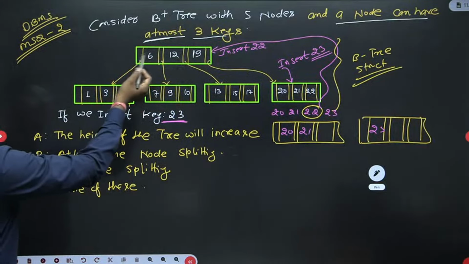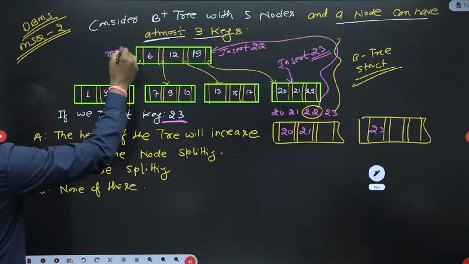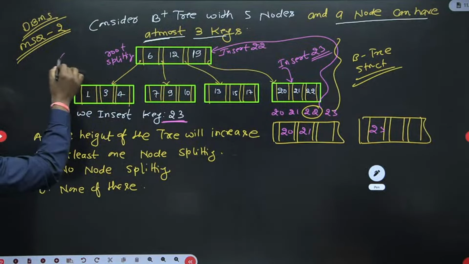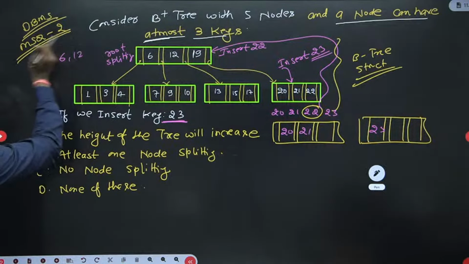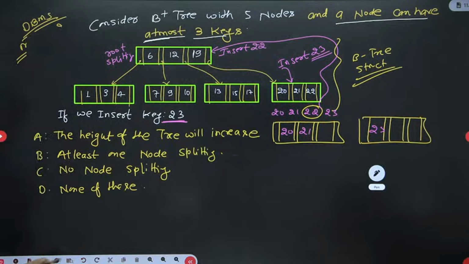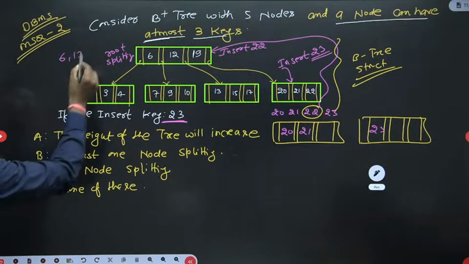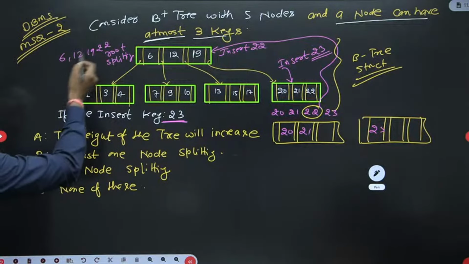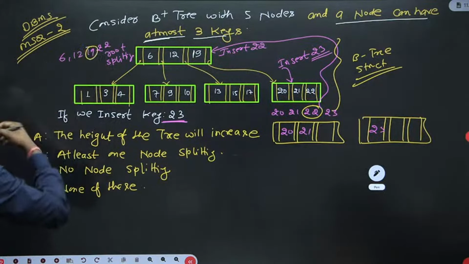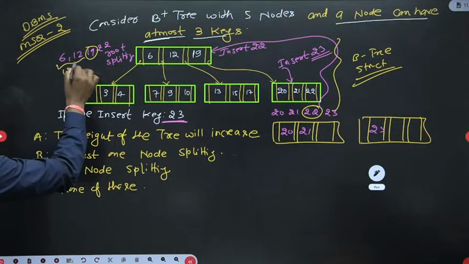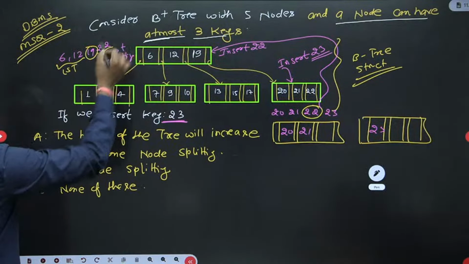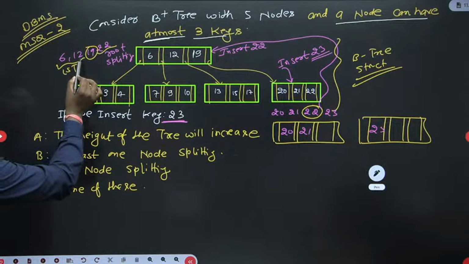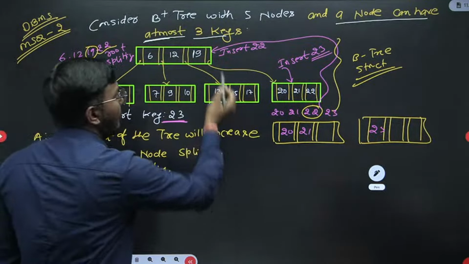If we perform the root splitting, then the keys are 6, 12, 19 and 22. Again, just find the middle element, either 19 or 12, and keep that. So this becomes the left subtree of this root 19, and 22 will be the right subtree of this root 19. It means if you perform the root splitting, then the height of this tree will increase.